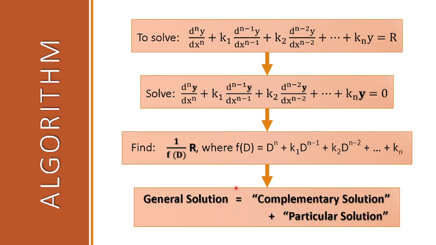Then the general solution of the given differential equation is given by the complementary solution that we obtained in the second step and the particular solution from the third step. To be more specific with the terminologies, we obtain the complementary function and the particular integral. The summation of these two is going to give us the general solution.